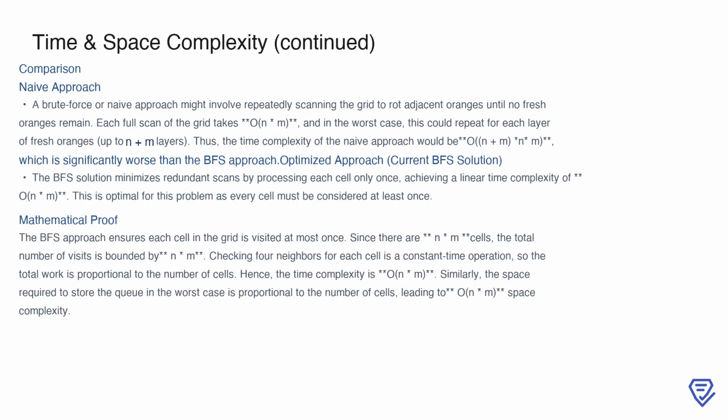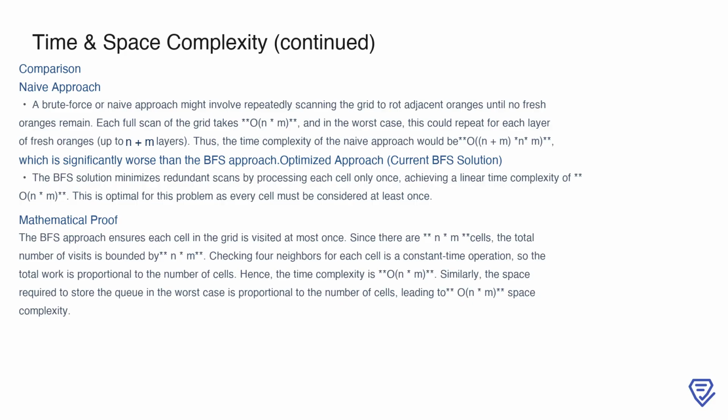When comparing the BFS approach to a naive solution, the difference in efficiency becomes clear. A naive approach might involve repeatedly scanning the grid to rot adjacent oranges layer by layer. Each scan of the grid takes O(n*m), and in the worst case, this process could repeat n+m times, resulting in a time complexity of O((n+m)*n*m). This is significantly less efficient than the BFS solution.